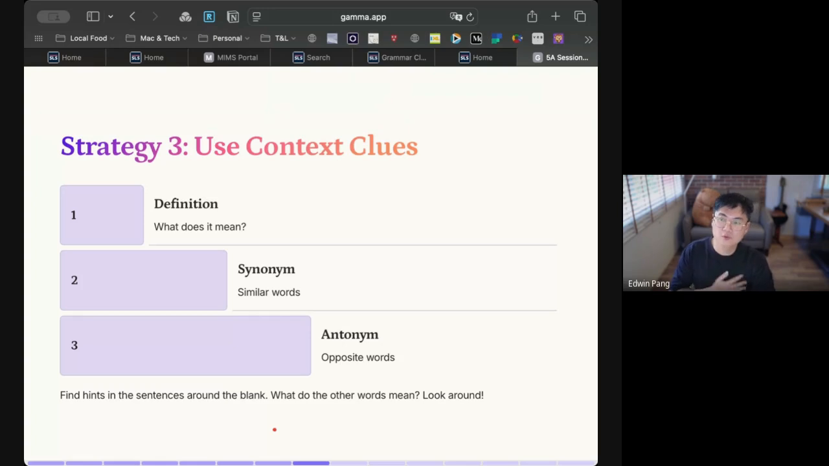Okay? So contextual clues. Usually, in a closed passage, there will be a clue that's related to the blank. So for example, if I say something like, Kayla, can you please stop it?